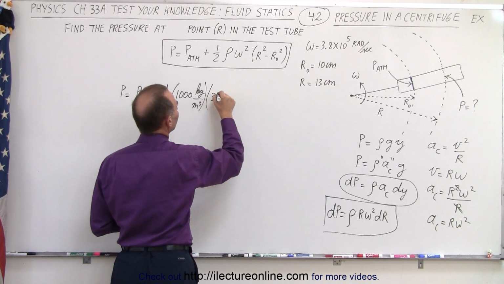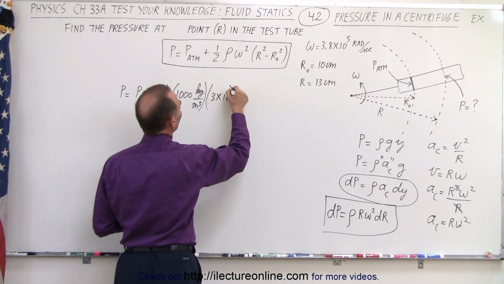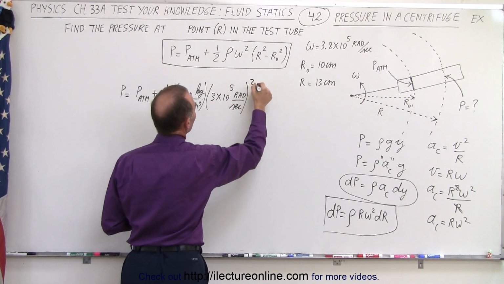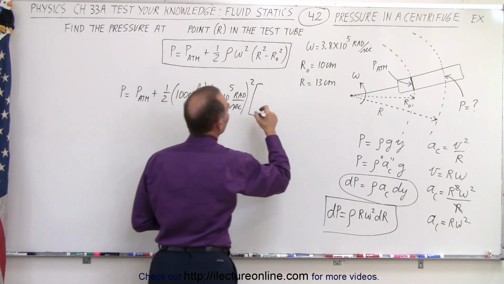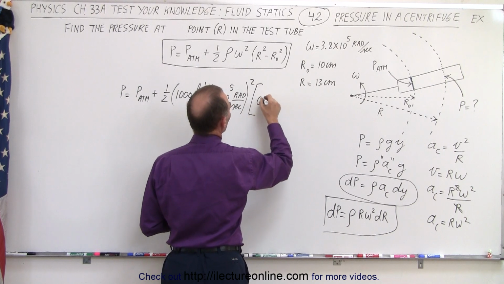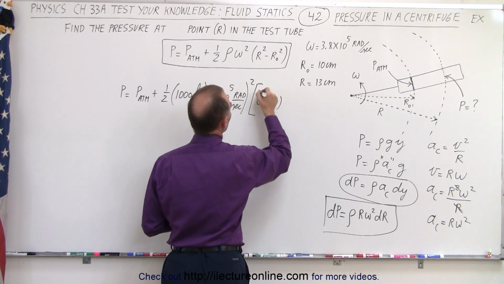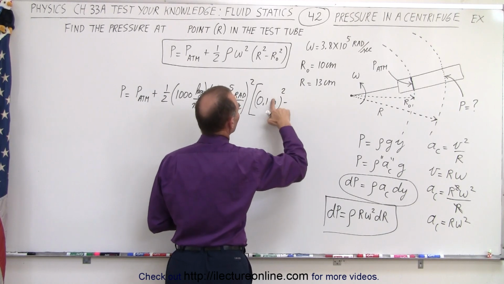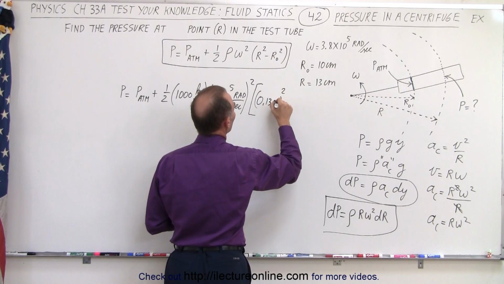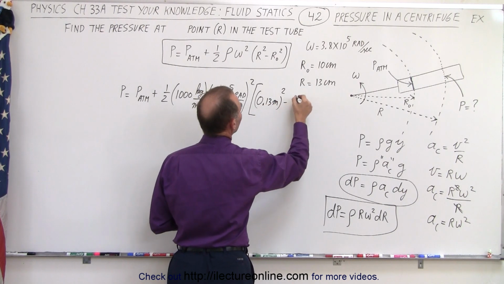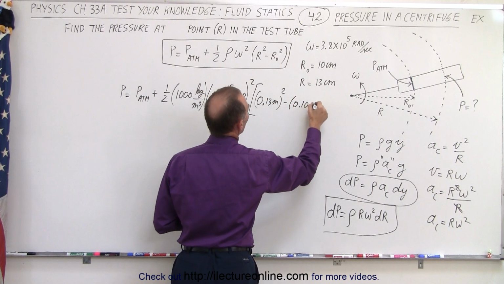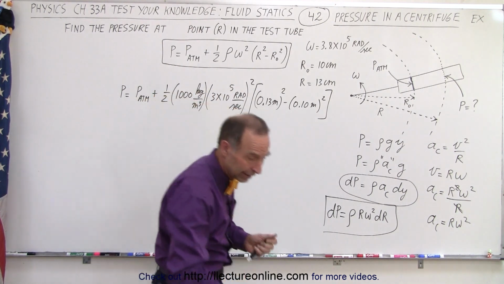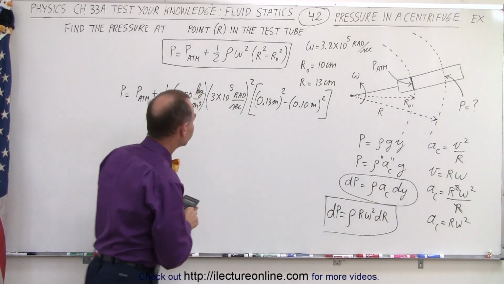Omega would be 3 times 10 to the 5th radians per second. We want to square that times the inner radius squared, which is 0.1 meter. We want to square that minus, that would be the outer radius, 0.13 meters minus 0.10 meters, and we want to square that as well. All right, so let's go ahead and see what that number is.